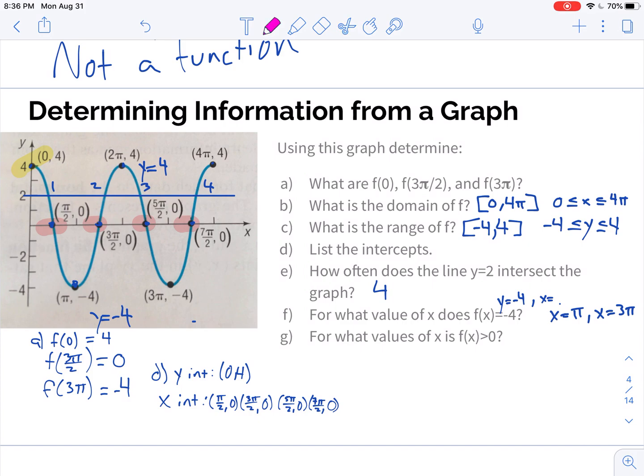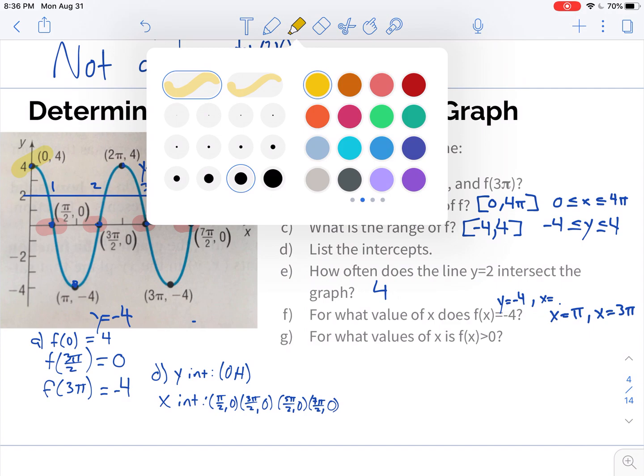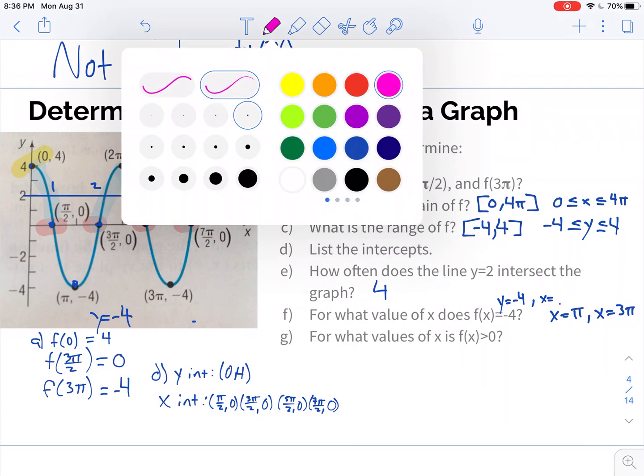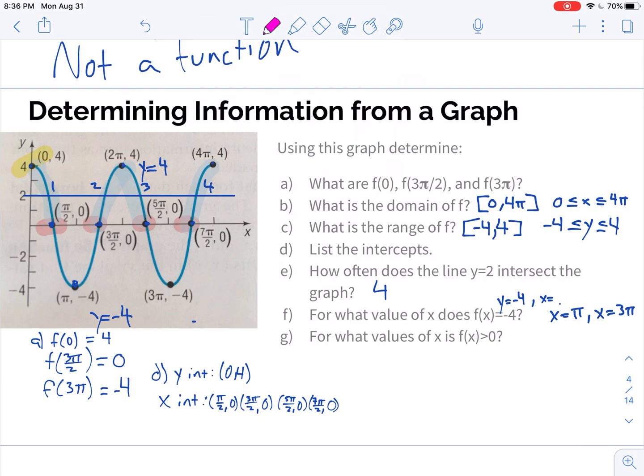My graph is greater than 0 wherever it lies above the x-axis. So it's greater than 0 here, here, here, and there. I've got a few spots where it's greater than 0, and a few spots where it's less than 0, but we're only going to refer to this in terms of x. So I go through and ask myself, where does this graph start?